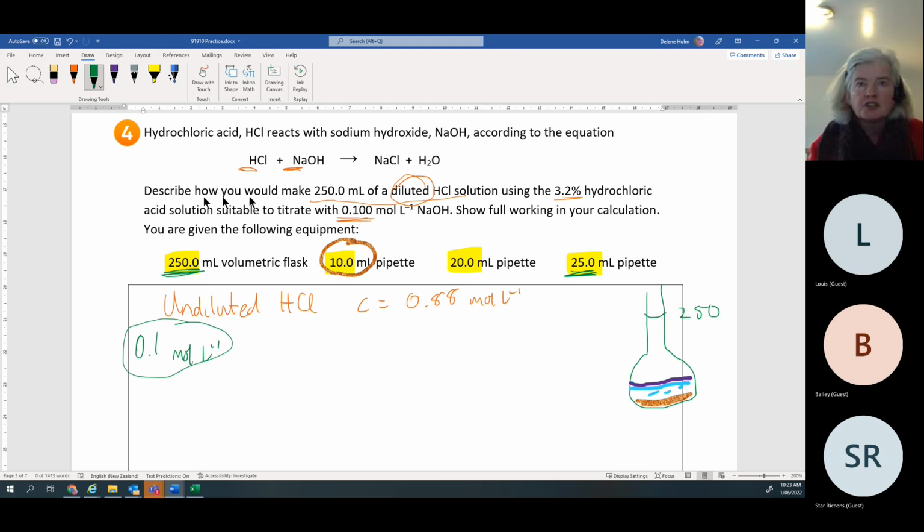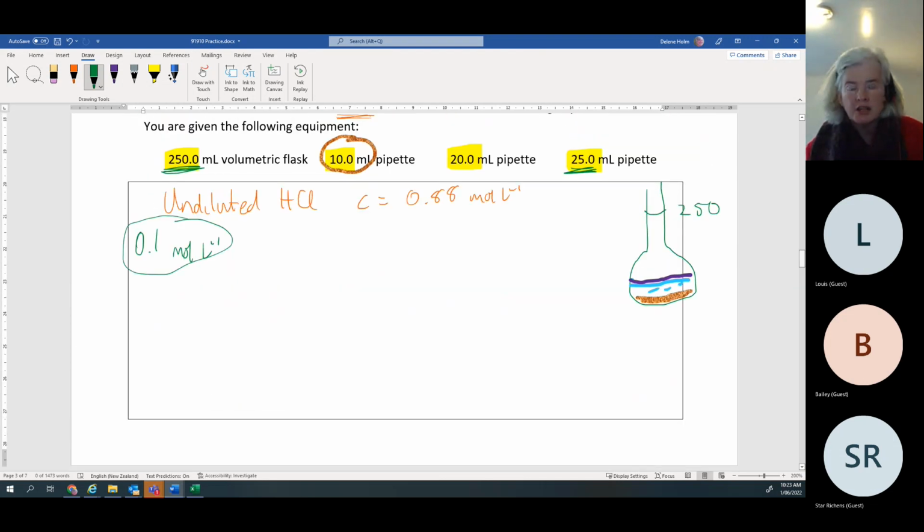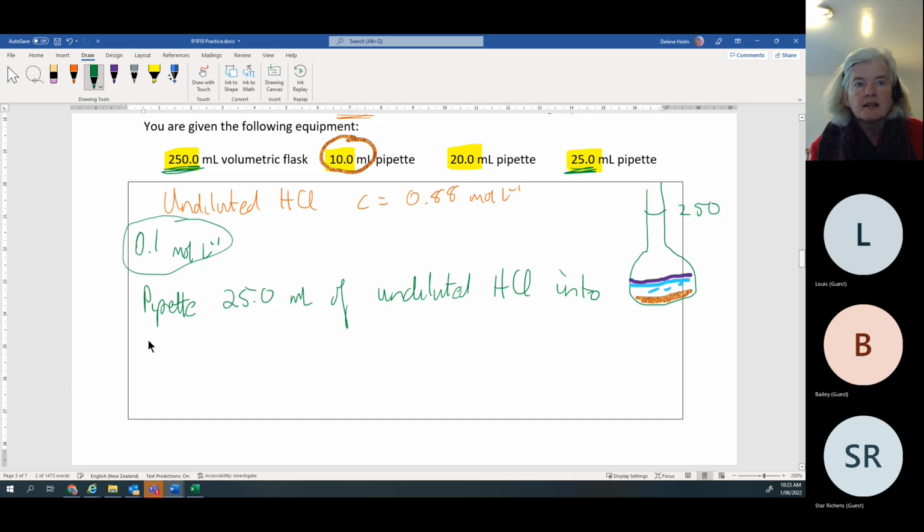So to describe it, you would say, and I think I did put a little thing over here. Oh, no, I haven't. Okay, so you would say you can do it by calculation, or you could do it visually like this. Pipette 25.0 milliliters of undiluted HCl into a 250.0 milliliter volumetric flask.